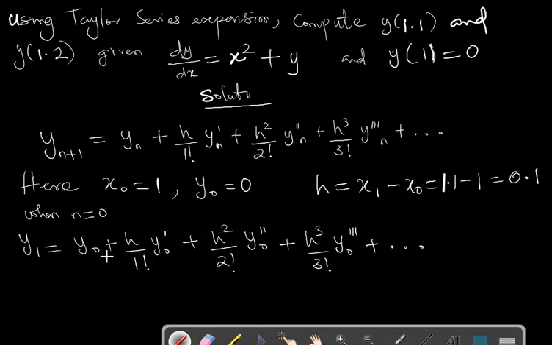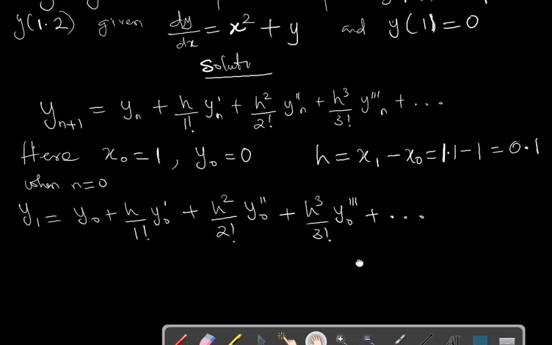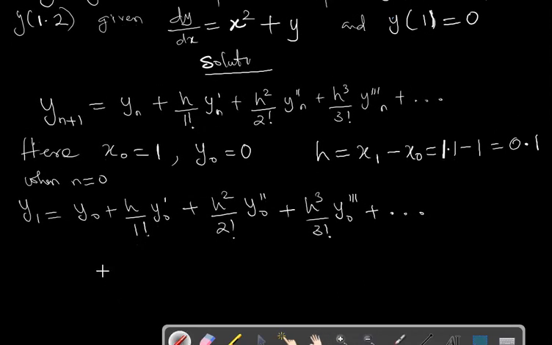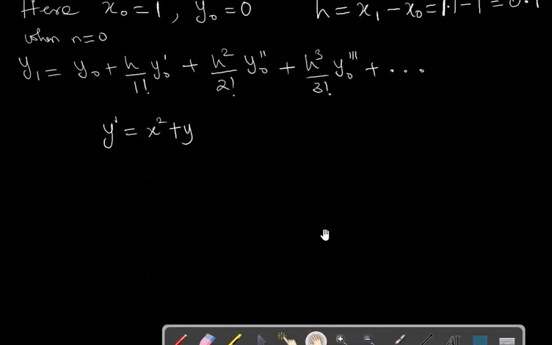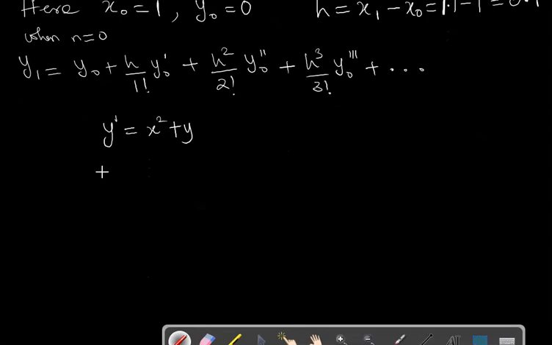So already we know the value of this. We need to get the value of this, this, and this, and we also know the value of our h. So first, when we go back to our question, the question is actually y prime is equal to x squared plus y. So that's it. This means y prime, dy over dx, is y prime. So we now need to begin to differentiate to get our second derivative, third derivative, fourth derivative, and so on.